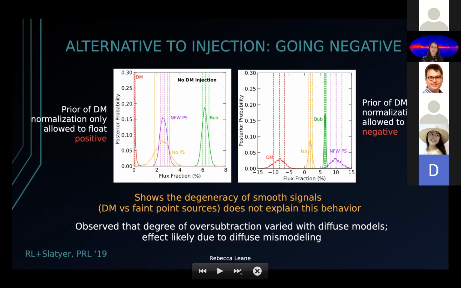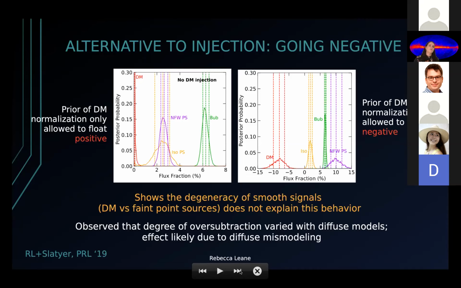But we kind of realized that because we were injecting these signals and it wasn't finding it, it seemed like the fit probably didn't want anything that was smooth. And the figure on the right is actually showing that if you relax the priors on the dark matter normalization, it actually then floats to deeply negative values. So you can see that it's then peaked around maybe -8% of the flux fraction. And of course, this isn't physical, it's just kind of a handle on what's happening.